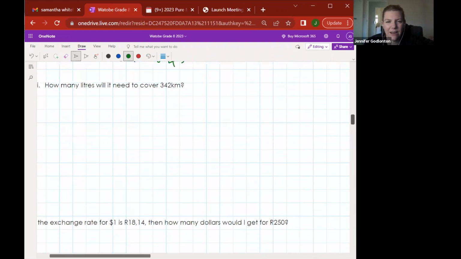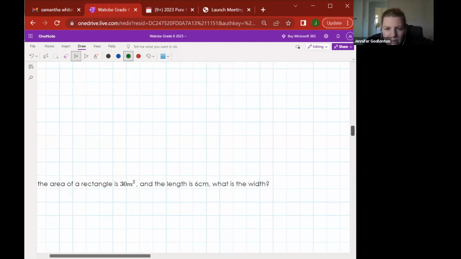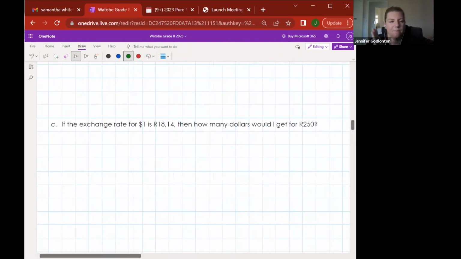Let's have a look at this one over here. Okay. I want you to think super carefully again here. The exchange rate for $1 is 18 Rand 40. So that means $1 is going to be 18 Rand 40. So now my first question to you is, is this direct or is this inverse? So if I have more dollars, will I have more rands? That's my first question.